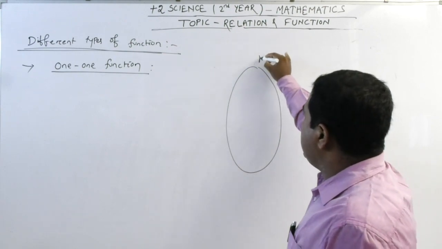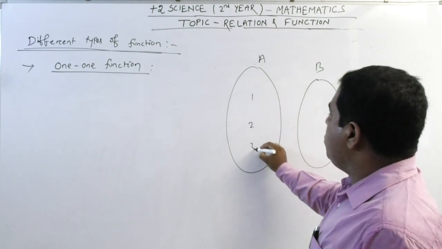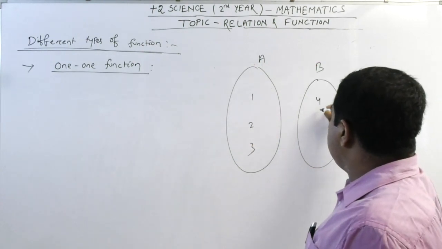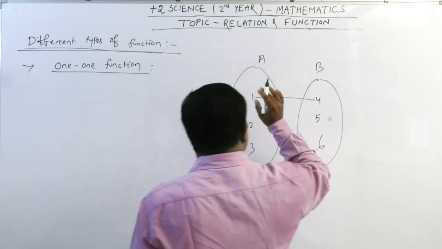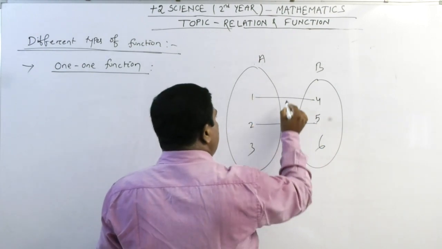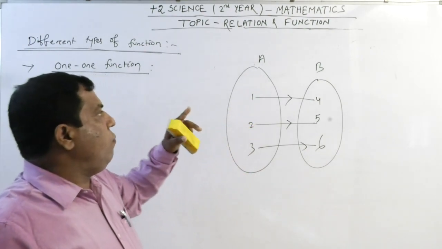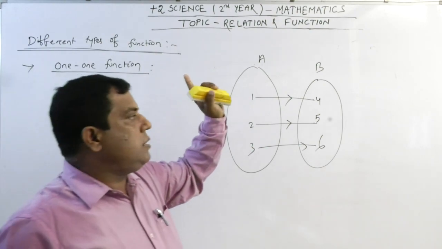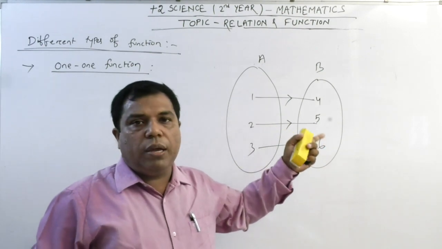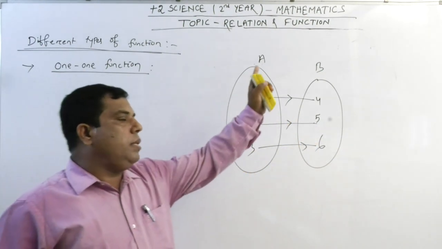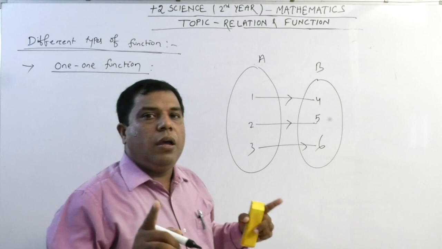You see, suppose this is set A and suppose this is set B. It has the elements 1, 2, 3. It has the elements 4, 5, 6. So you see, 1 is connected to 4, 2 is connected to 5 and 3 is connected to 6. So you see, a single element of set A is connected to a single element of the codomain set. Every single element is connected to a unique and different element of the codomain set. If that is the condition, then the function is said to be one-one.